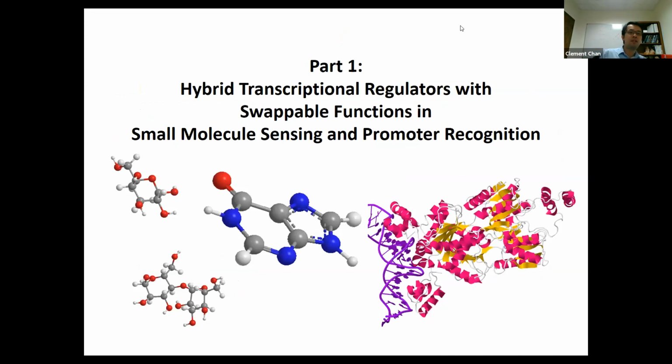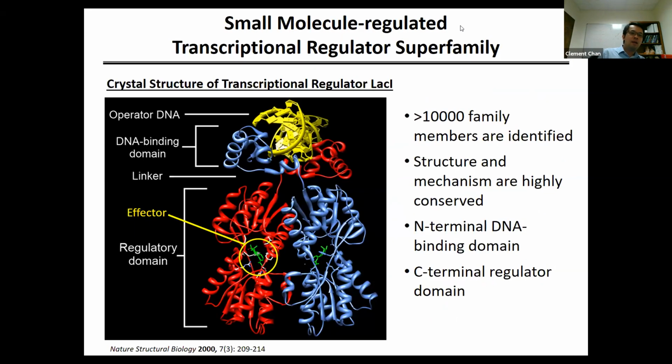Okay, so the first part of this talk is to develop some hybrid transcriptional regulators with swappable functions in small molecule sensing and promoter recognition. So there are lots of terms here, but don't worry, in the next 3 minutes, I'm going to show you what exactly that means. So some transcriptional regulators have highly conserved structures and functions. For example, as shown on this slide, this is from a family called LacI.